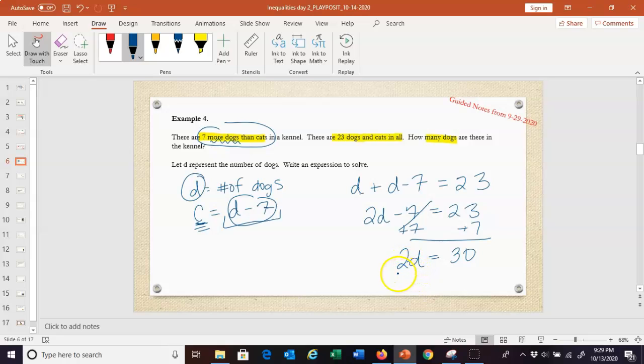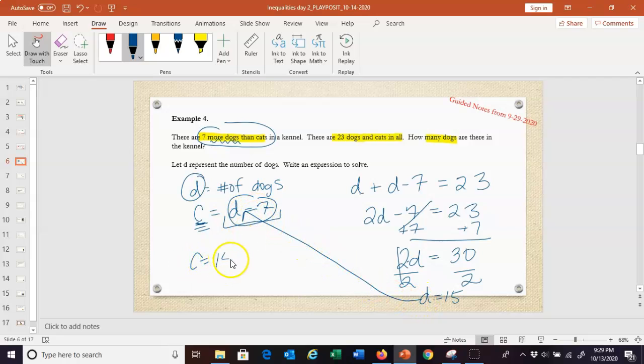Remember the inverse of multiplication is division. So divide by 2. D is 15. There are 15 dogs because there are 7 more dogs than cats. So let's see how many cats there are. We would just take this D and plug it in.